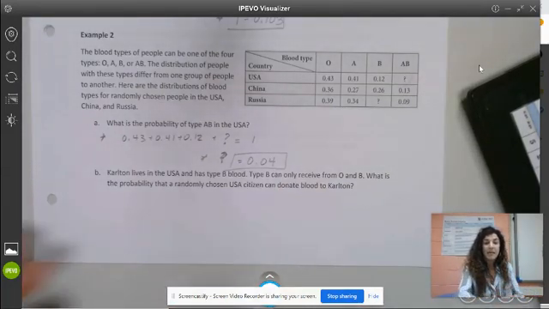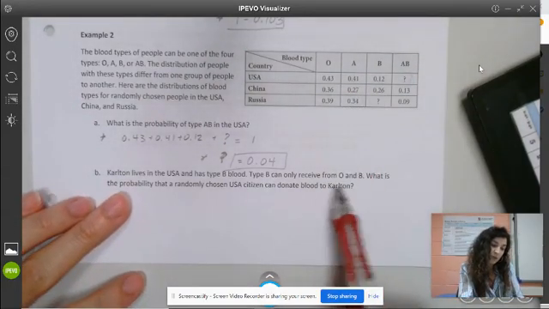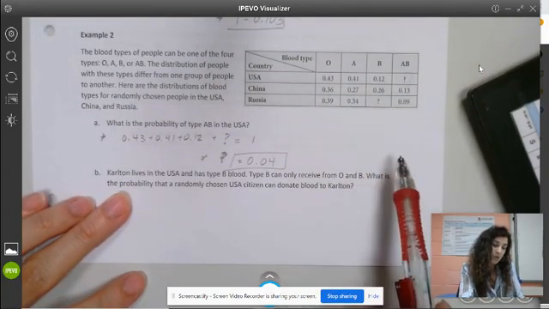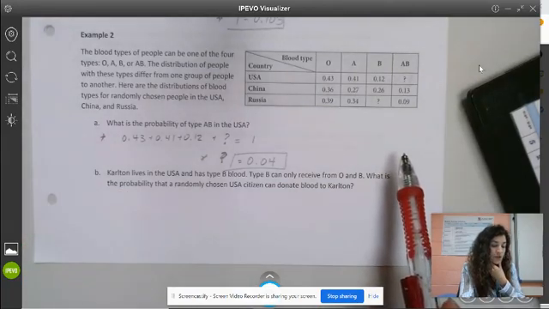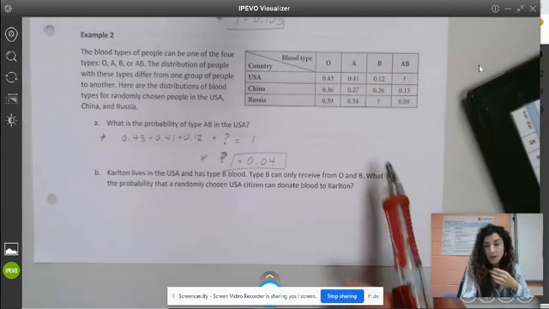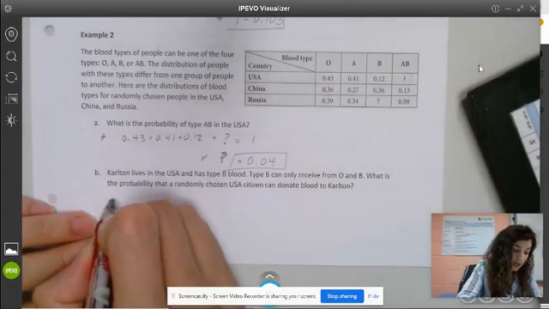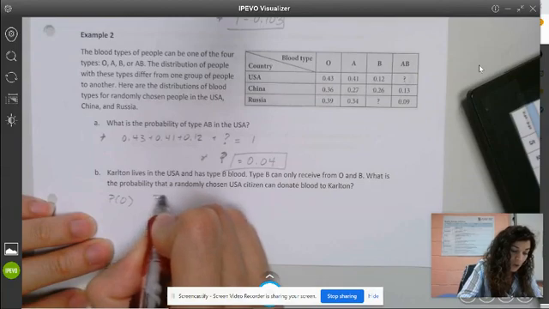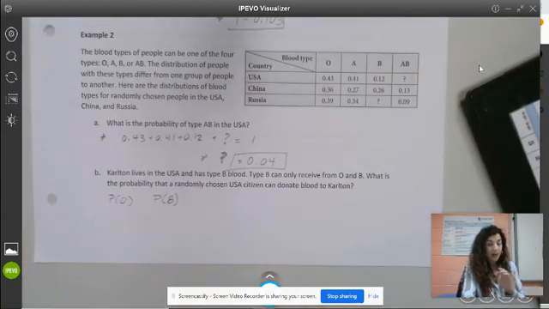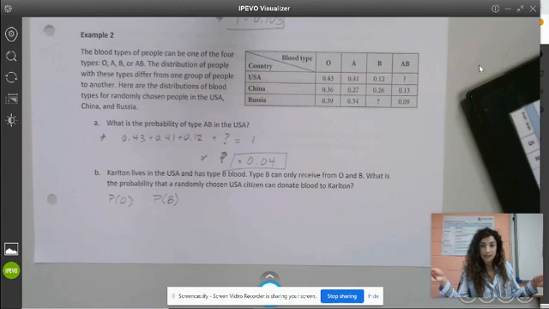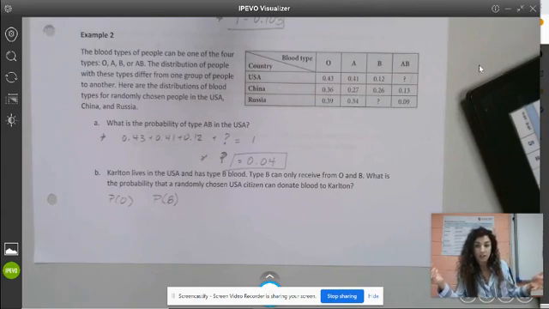Carlton lives in the US and has type B blood. Type B blood can only receive blood from O and B. What is the probability that a randomly chosen USA citizen can donate blood to Carlton? So he can only receive blood from O or from B. He's not required to get it from both O and B, right? It's not some mixture where they have to bring in both O and B and mix it together in order to put it into your system. Not how science works. It's either O or B that will satisfy the conditions of Carlton getting blood donated to him. So it's either this or that.